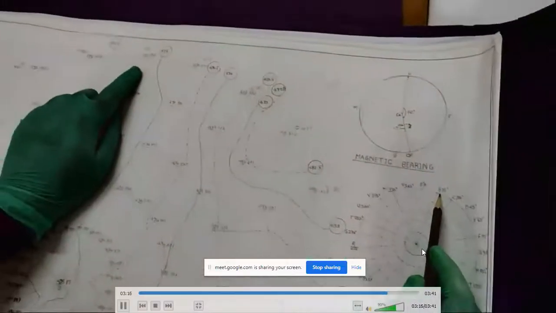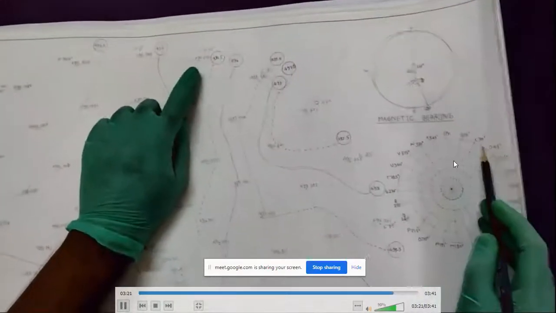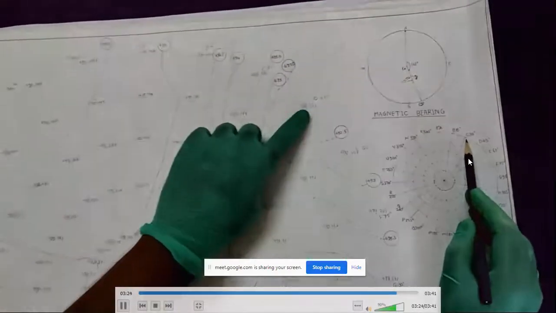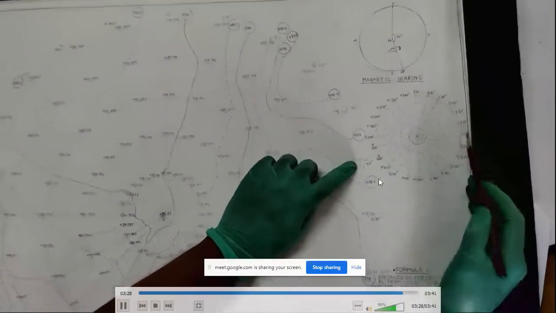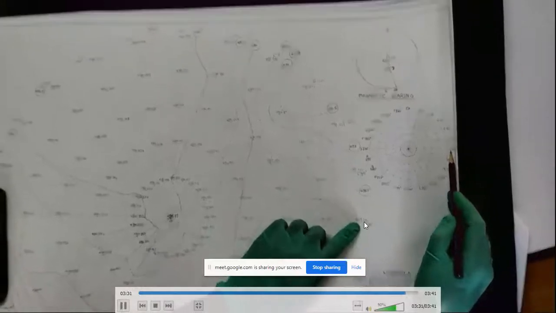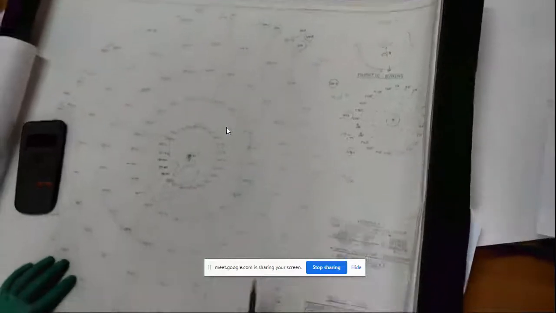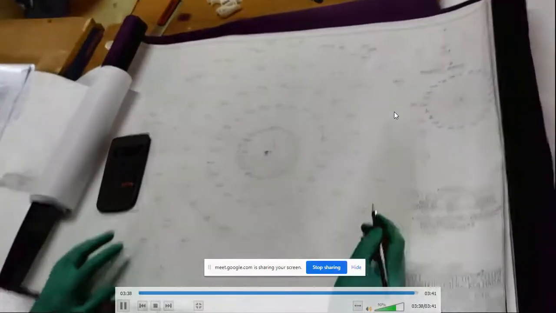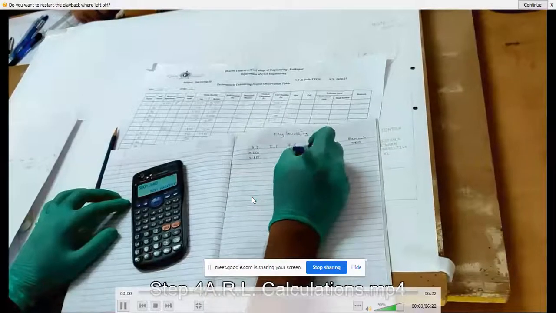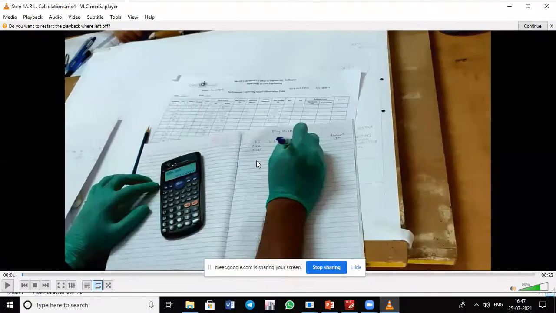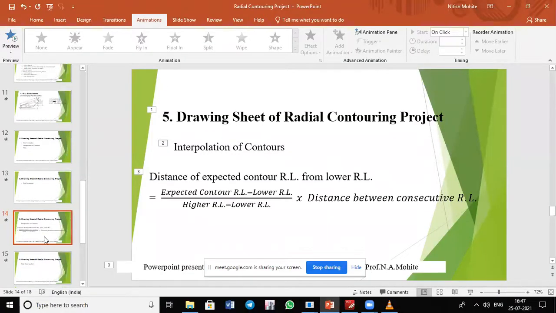So correspondingly we have drawn the grid here, so that we can have a check that whatever points are there can be represented and located easily on the drawing sheet instead of going through the RLs. So directly we can tell that a particular point is located here. So that is nothing but drawing the sheet after interpolation.